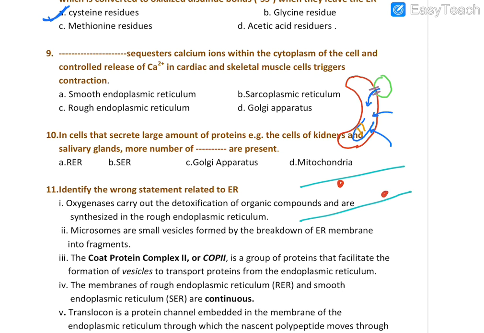It is multinucleated. Surrounding the nucleus you find the endoplasmic reticulum. This is smooth endoplasmic reticulum. Actually it stores calcium. So the contraction of muscle mainly depends on the release of calcium. That calcium will be stored in this endoplasmic reticulum, the smooth endoplasmic reticulum. The smooth endoplasmic reticulum present in muscle fiber is called sarcoplasmic reticulum. So the answer should be sarcoplasmic reticulum.